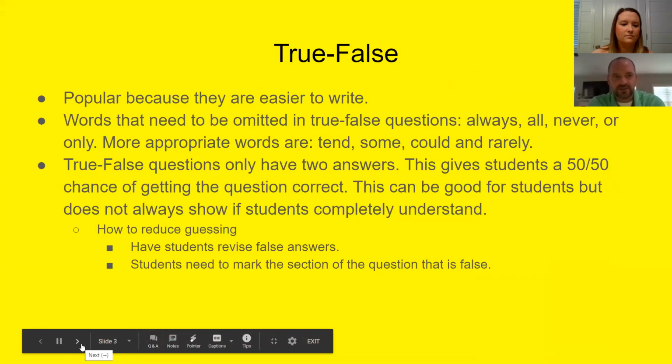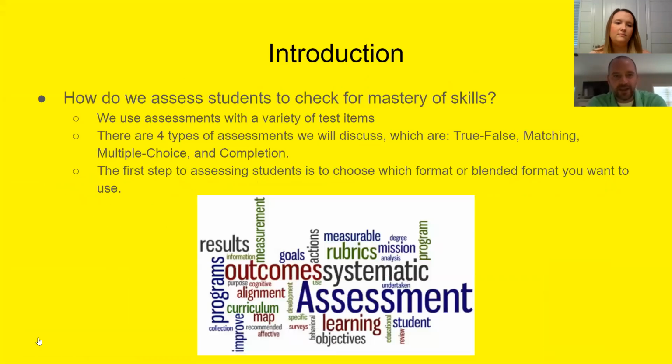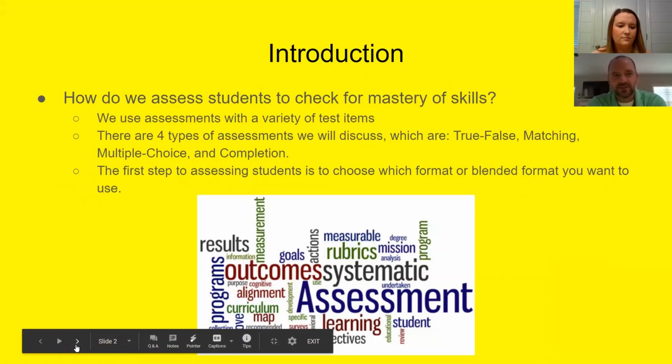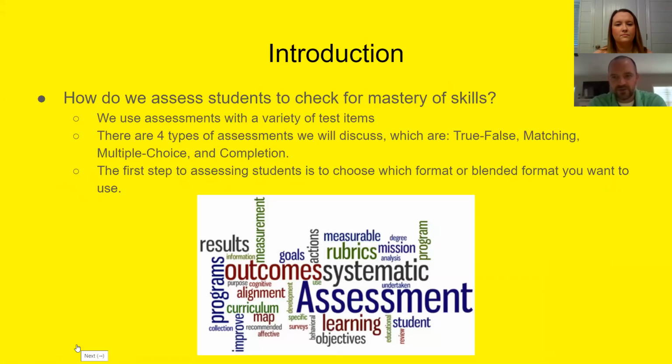All right, for the introduction: how do we assess students to check for mastery of skills? We use assessments with a variety of test items. There are 4 different assessments that we'll go through, which are true/false, matching, multiple choice, and completion. And the first step to assessing students is to choose which format or blended format you want to use.